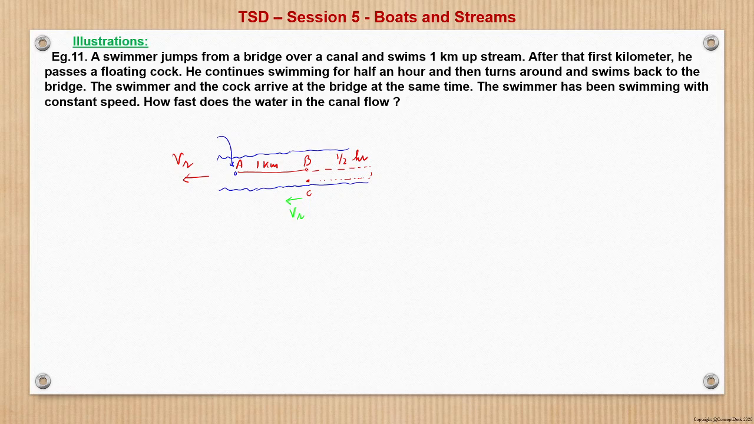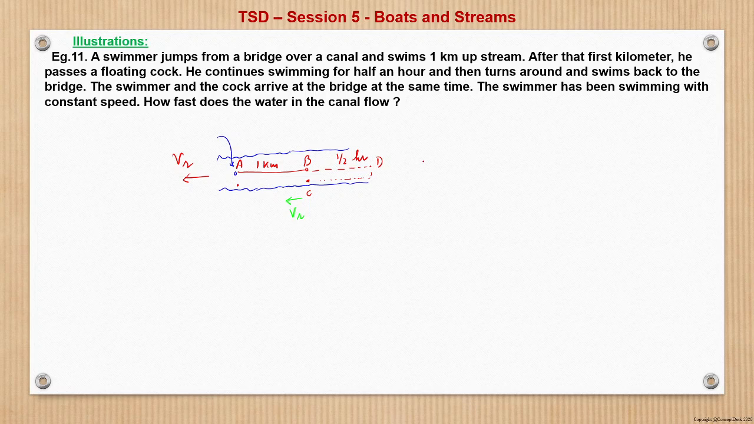So here at this point B, both had crossed each other. Now, after having traveled for half an hour in this direction, say, let this be D, the swimmer turned back, and now both the cork and the swimmer reached here at the same time. So this we are all looking in the frame of the ground. So what happens? Let us see.